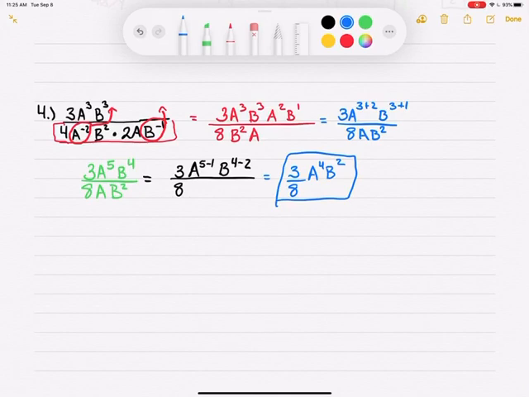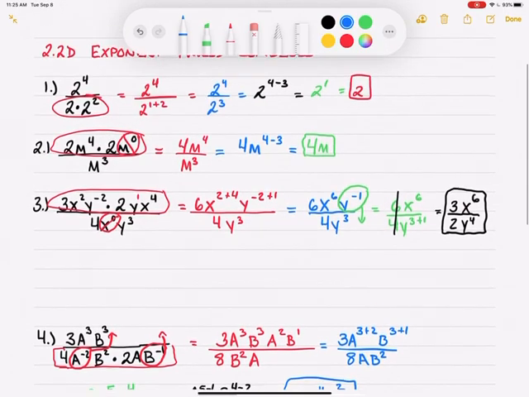And that is solving exponential expressions with multiple rules.